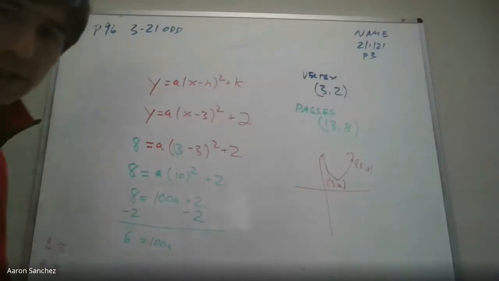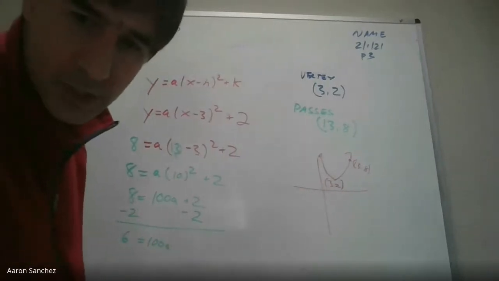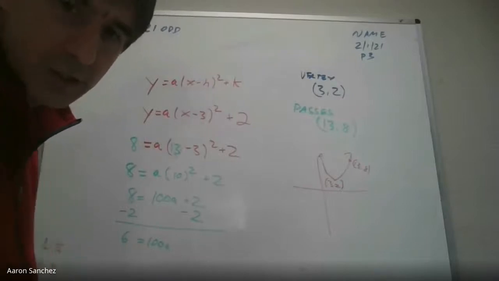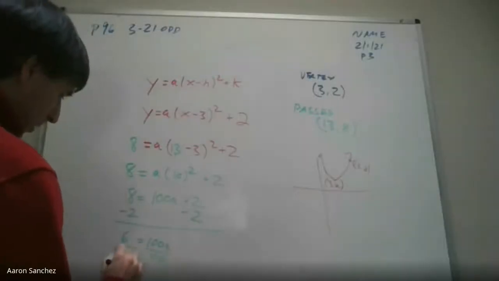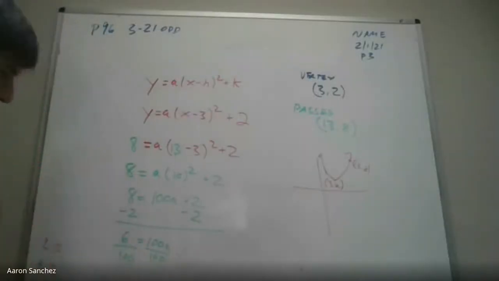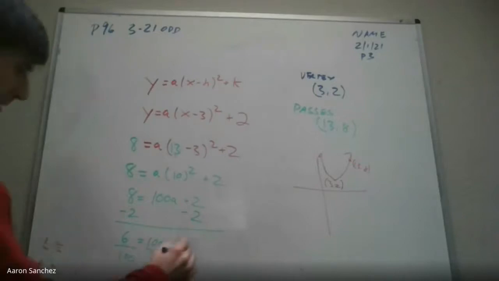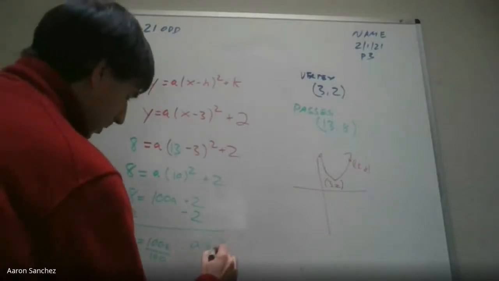Okay. And then let's see. Olivia, what do I do next? You divide by 100. And it is 6 over 100, which let's reduce to 3/50. So my answer is A equals 3 over 50.